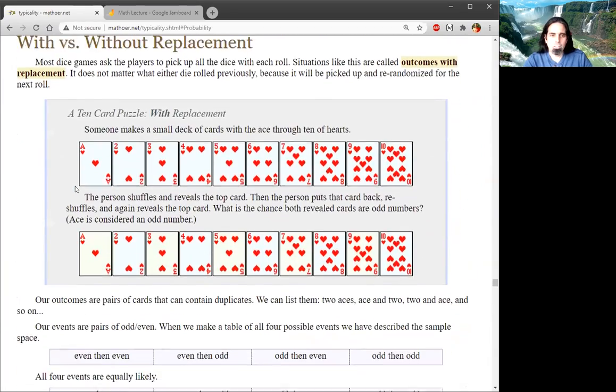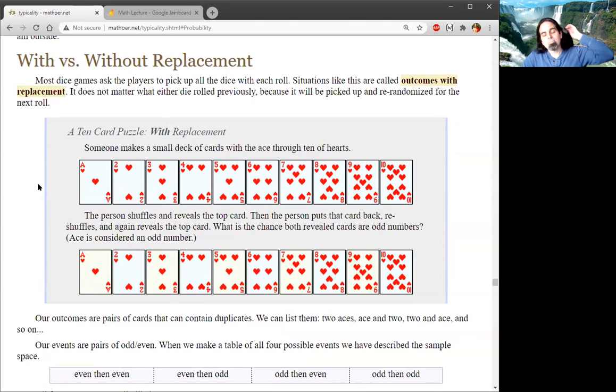Okay, more jargon, surprise, surprise. Most dice games ask the players to pick up the dice each time they roll. There's an official name for that. It's called an outcome with replacement. It doesn't matter what happened earlier, what the dice rolled previously, because we're going to pick everything up and re-randomize before the next roll.